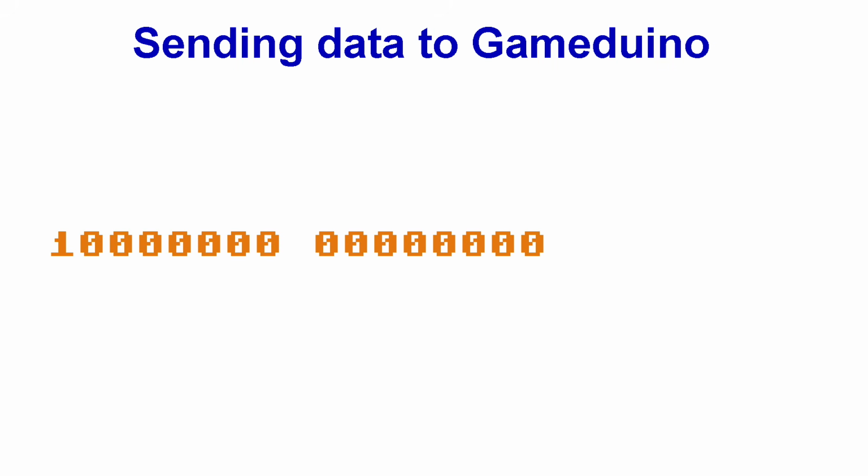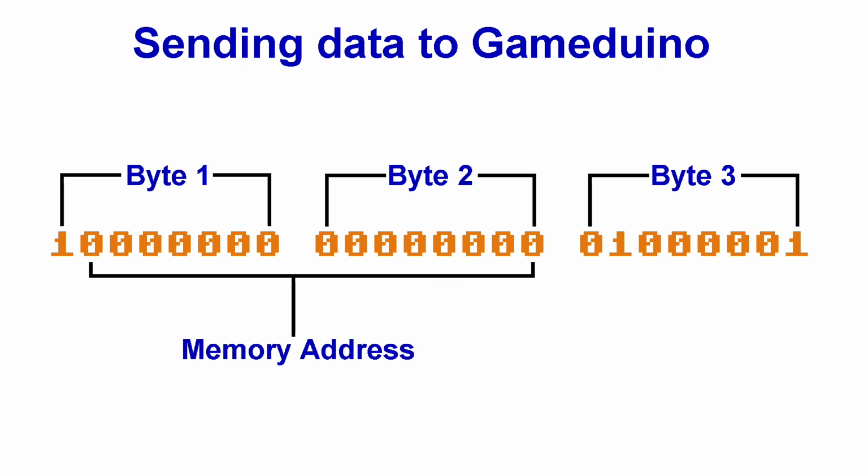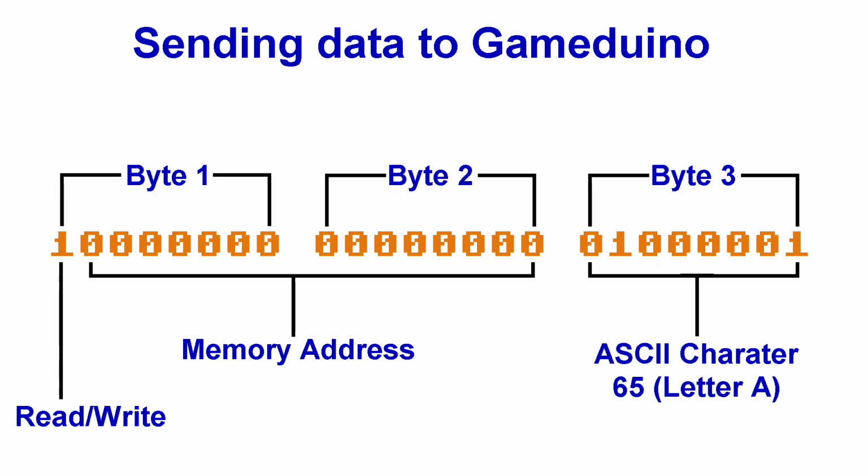The Gameduino has a built-in character set, and just to see if it's working, I need to transmit 3 bytes to it. Now, the first 2 bytes contain the memory address inside the Gameduino that I want to write to, and since it has 32K inside, it only really needs 15 bits for that. So the first bit determines if you want to read or write to that address. The third byte is the byte you want to actually write to that spot.